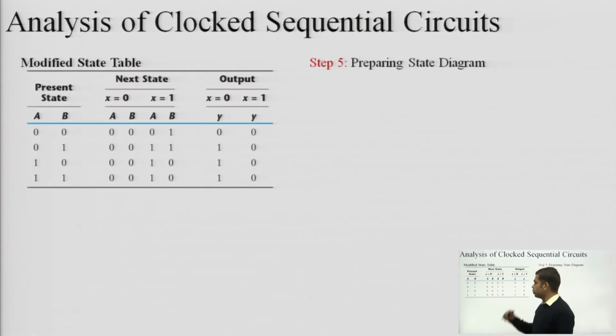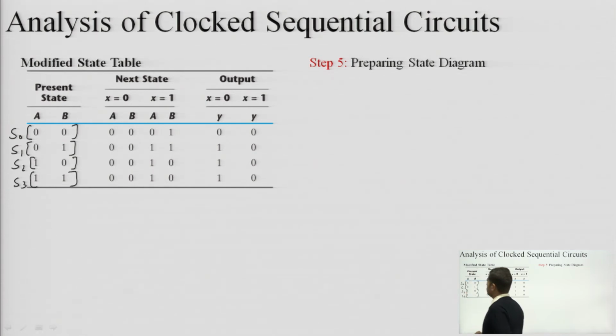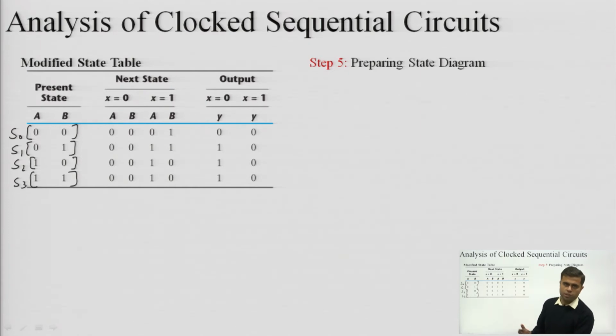So this is the modified state table which was prepared in the last slide. So using this modified state table, we can prepare the final state diagram. We can see that 0 0, and further we can assign these states as, if 0 0 is denoted by S naught, 0 1 is denoted by S1, 1 0 is denoted by S2, 1 1 is denoted by S3. We can do this, or we can simply proceed with the binary values as well.